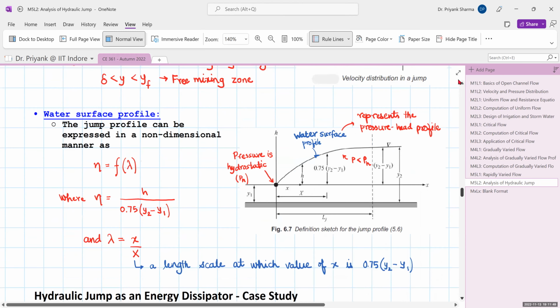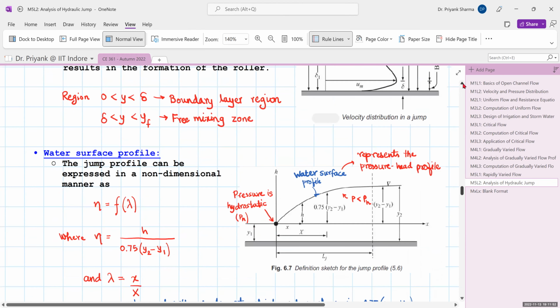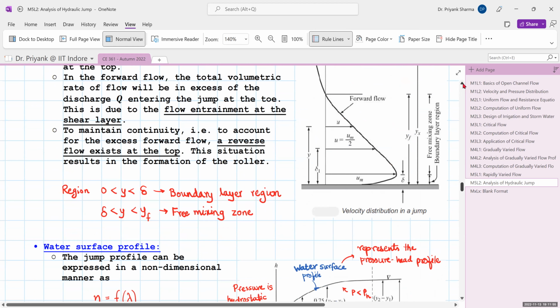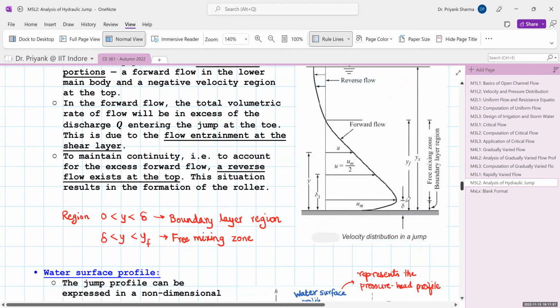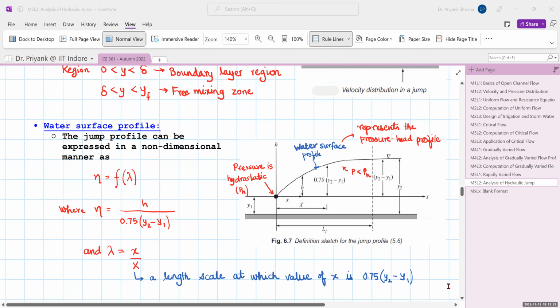Thus the velocity distribution in the hydraulic jump can be idealized in this particular manner, wherein in the forward flow also there are two ranges. In the initial range, the flow depth is between 0 and delta, that is the boundary layer region, where at y equal to delta your velocity is maximum. In the region above that, from delta to yf, is called the free mixing zone. So there are two zones being delineated in the forward flow region. Now you can also find the water surface profile of the jump. This is the point where your jump starts.